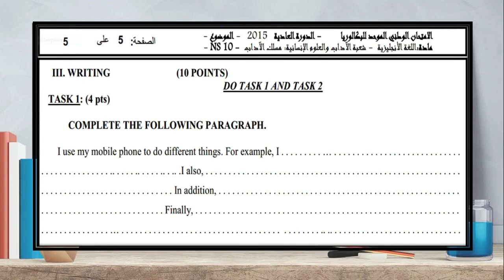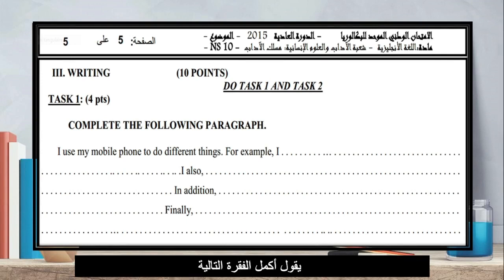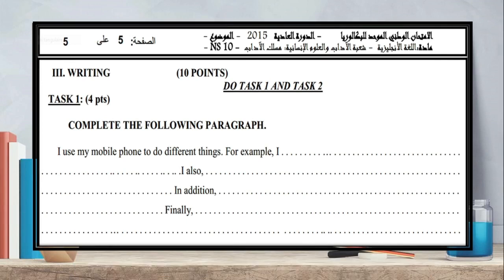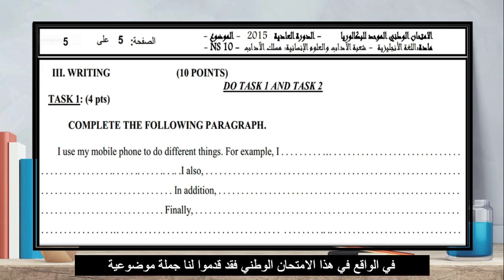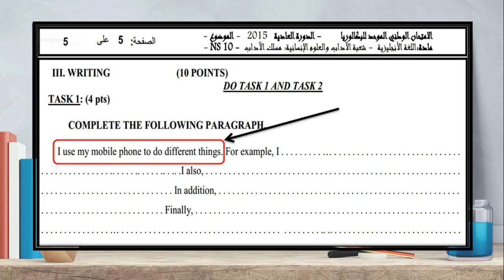Here we've got a national exam exercise or task, and it says complete the following paragraph. So actually, in this national exam, they give us the topic sentence. The topic sentence here is I use my mobile phone to do different things. So this is what we call the topic sentence, and then you finish. And also they provided you with some linking words, so you need to move from one idea to another.